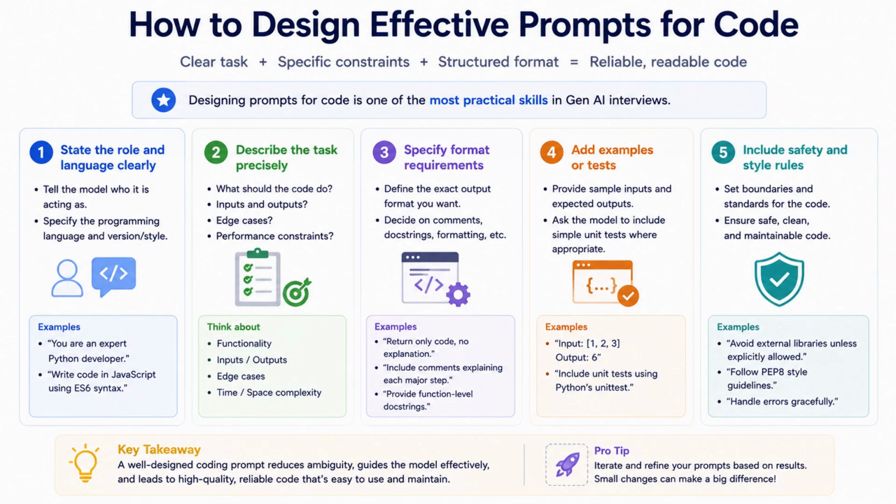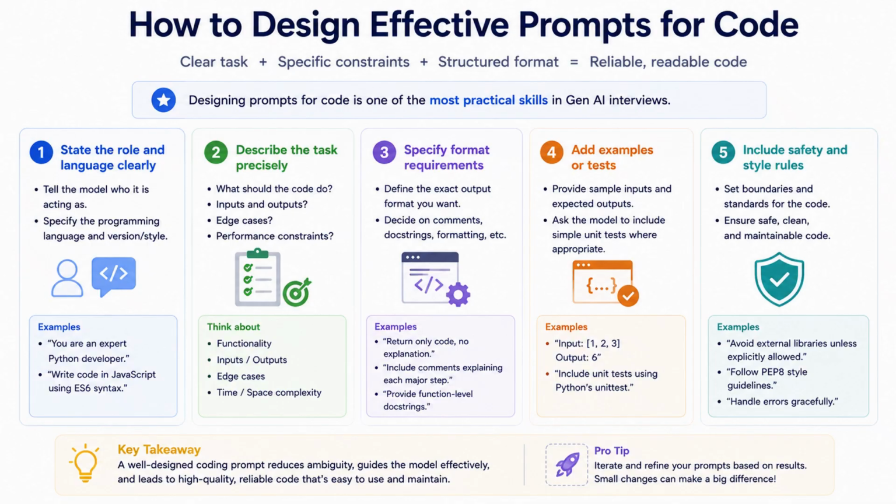State the role and language clearly. You are an expert Python developer. Describe the task precisely. What should the code do? Inputs and outputs, edge cases, performance constraints. Specify format requirements. Return only code, no explanations. Include comments explaining each major step. Provide function level docstrings.